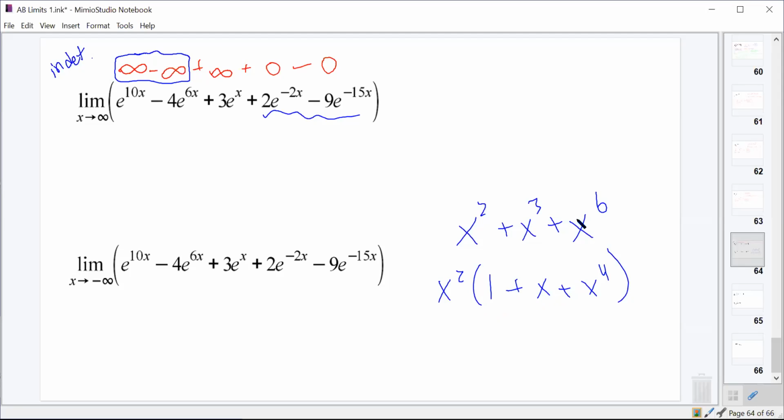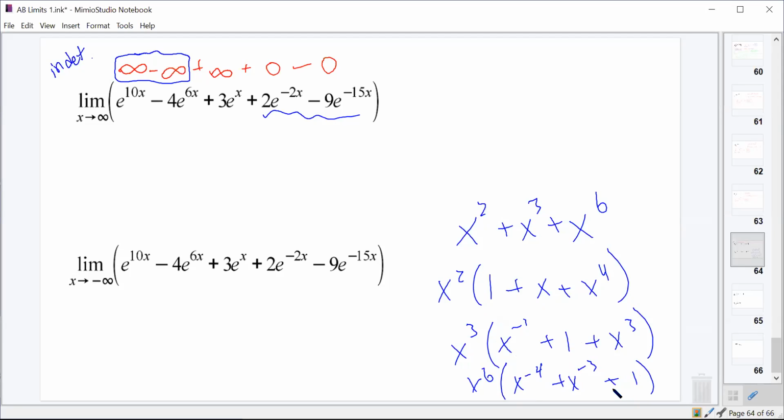Well, what if instead of factoring out the x squared, I factored out the x cubed? What would the x squared have to become? 1 over x, or I'm just going to write it as x to the negative 1, and then plus 1 plus x cubed. Well, what if I took out the full x to the 6th? What would the x squared become? X to the negative 4, plus x to the negative 3 plus 1.